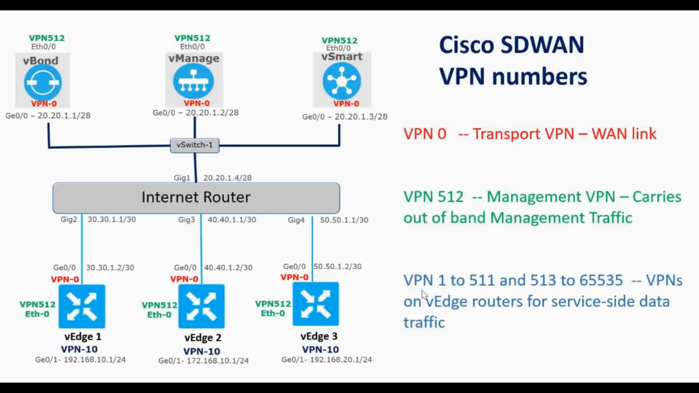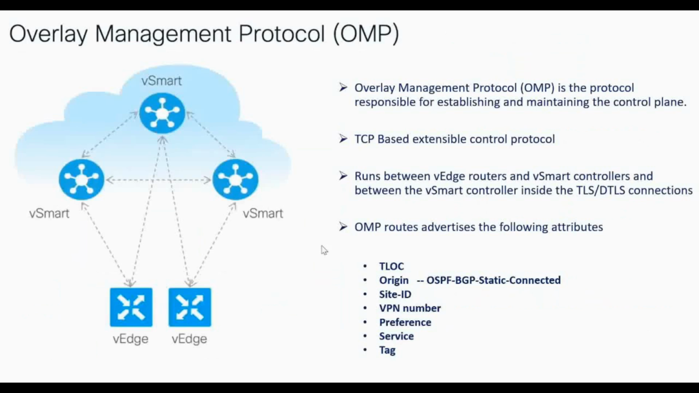And then we have VPN 1 to 511 and 513 to 635 on vEdges for your service-side data traffic. That is your LAN VPNs. Like if you see each vEdge, I have given VPN 10, it can be 20, 30. It should be anything other than VPN 0 or 512. That is used for your service VPNs. Okay, now let's talk about our Overlay Management Protocol.